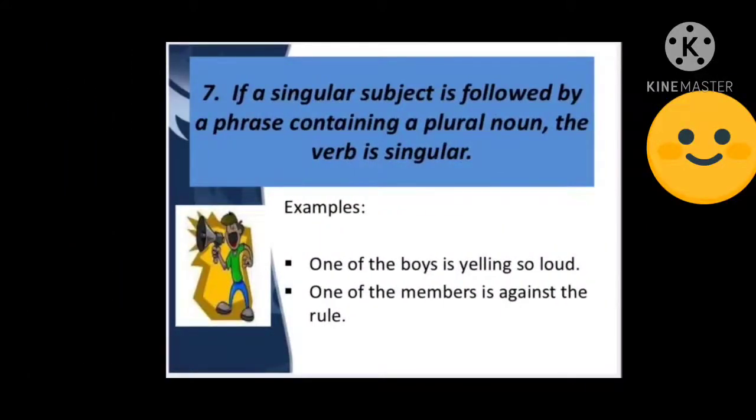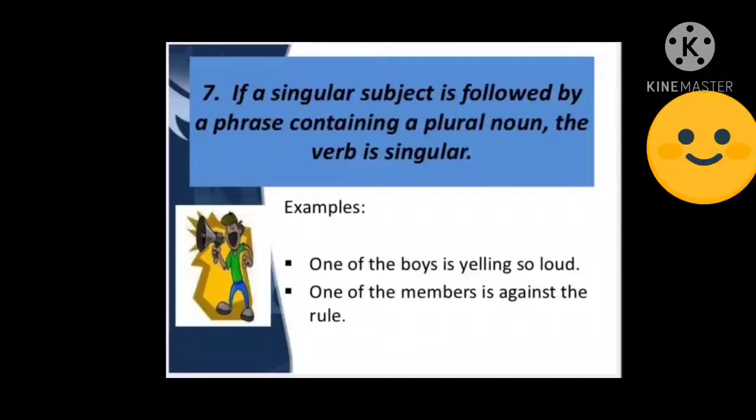Next, rule number 7. If a singular subject is followed by a phrase containing a plural noun, the verb is singular. Look at this, one of the boys. Look here, boys is plural, but a phrase is being used at the beginning, one of. When a subject begins with one of, we always use a singular verb. One of the boys, one of my friends, one of my books, and the verb is always singular, because here you have many friends, but you are referring to one of the friends or one of the boys. You are not talking about all the boys.